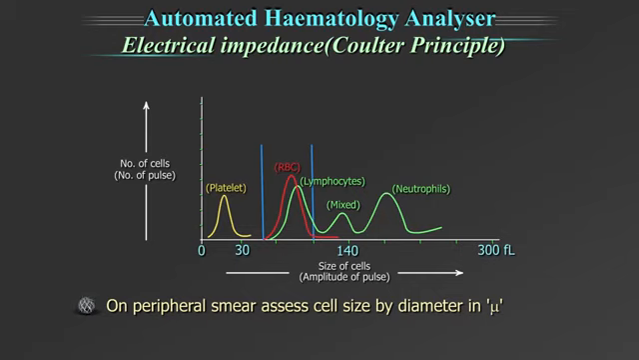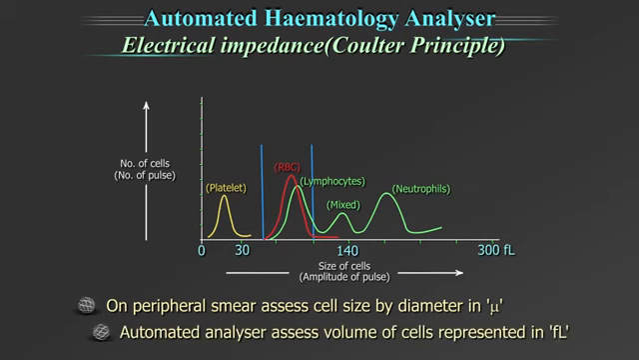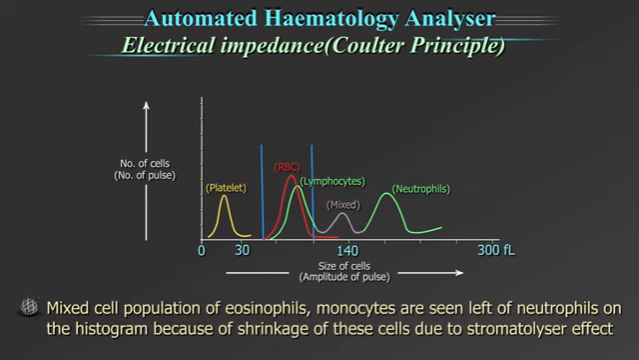On a peripheral smear, we assess the cell size by its diameter in microns, whereas in an automated analyzer, we assess the cell volume, which is represented in femtoliters. However, the mixed cell population of eosinophils and monocytes are seen left of the neutrophils on the histogram because of the shrinkage of these cells due to the stromatolyzer effect.